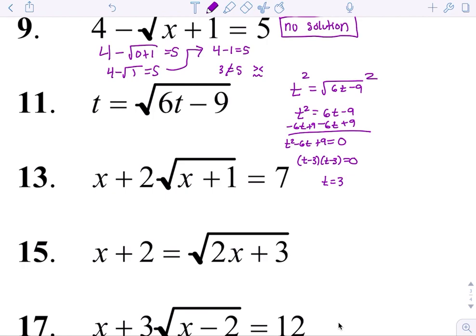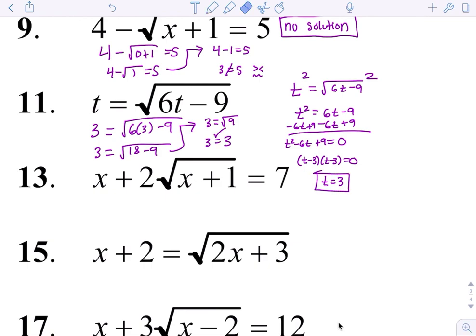Now, of course, we have to check it. t is 3, so 3 equals square root of 6 times 3 minus 9. Well, we know 6 times 3 is 18 minus 9. So 18 minus 9, you guys, is 9. So square root of 9 is just basically 3. That checks out, so t equal to 3 is an answer.